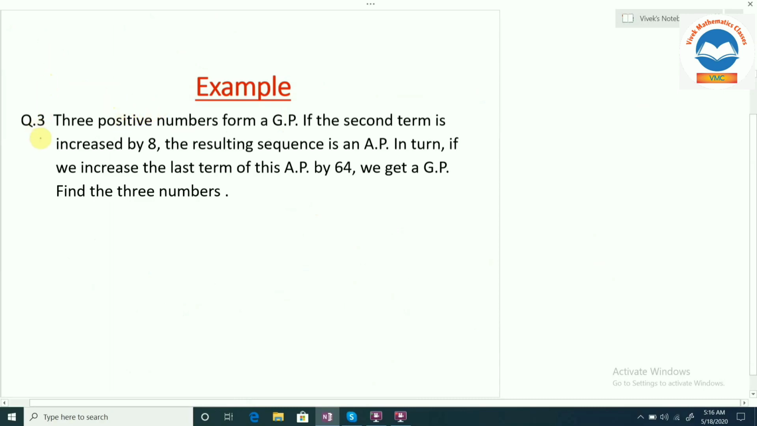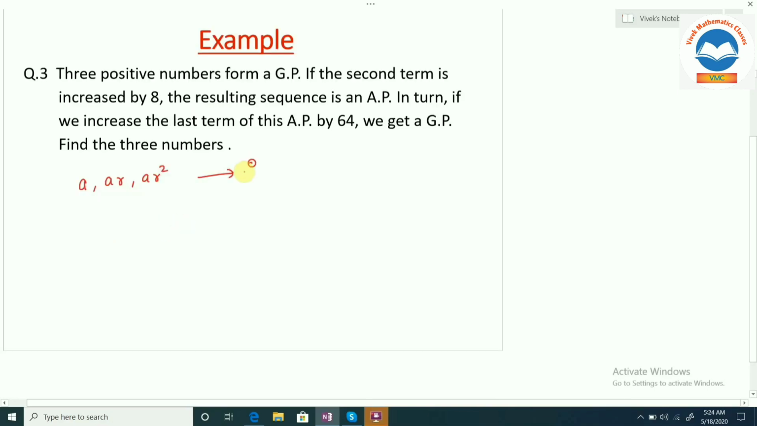Third question. They are asking: 3 positive numbers form a GP. If the second term is increased by 8, the resulting sequence will become an AP. In turn, if you increase the last term of the AP by 64, we will get a GP. Okay. They are saying 3 positive numbers in GP, so we can take 3 positive numbers in GP as a by r, a and ar. So what will be our 3 positive numbers in GP? That will be a by r, a and ar.